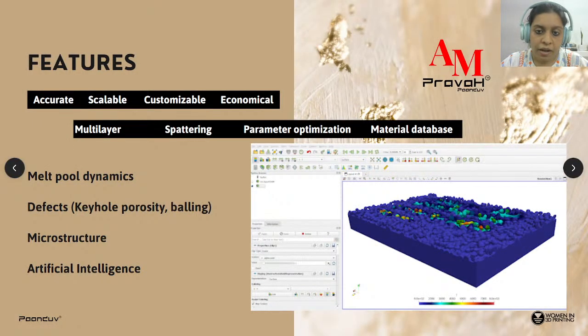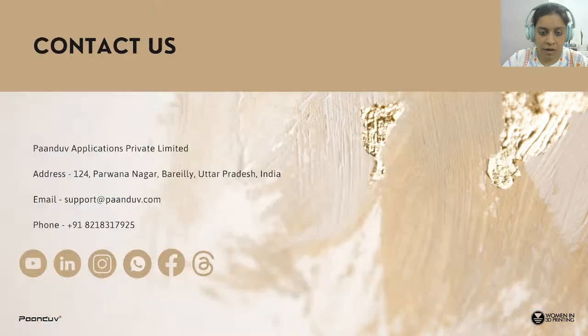The features of AM-PRAVA include that it is accurate, scalable, customizable, and economical. Apart from that, it will give you multi-layer simulation, which people often ask us about, whether our solution provides simulations for more than one layer or not. Spattering is well captured, which you have already seen. It will narrow down your parameter window. It will also provide you some limited database, as we have gone through a couple of literature sources and accumulated all these properties, and one is always free to use their own properties and their own materials as well. So it gives you a detailed understanding of melt pool dynamics, defects, microstructures, and artificial intelligence.